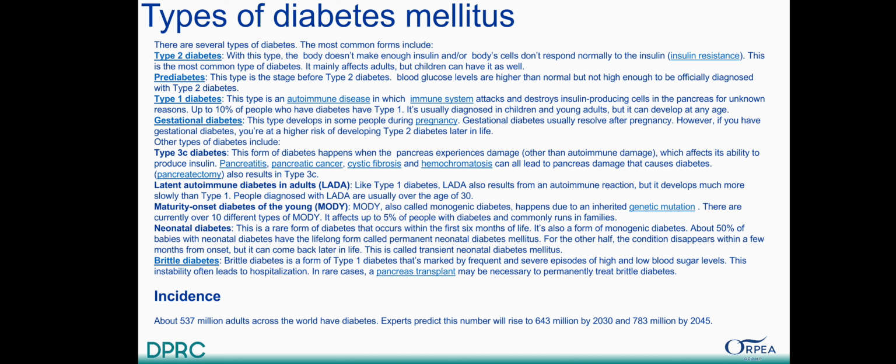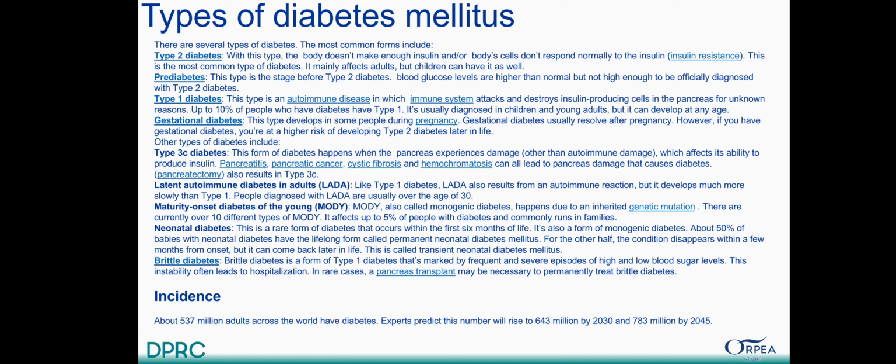Pre-diabetes. It's mainly the stage before being diagnosed as diabetes. In this situation, the blood glucose is high, but not high enough to be diagnosed as diabetes or type 2 diabetes.